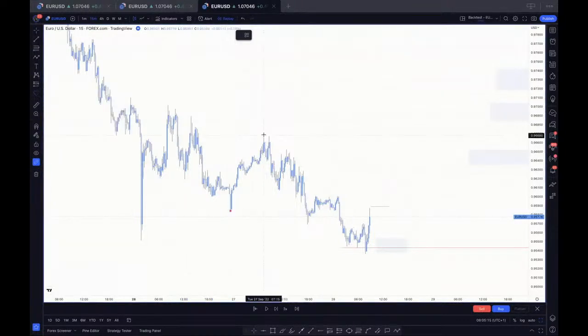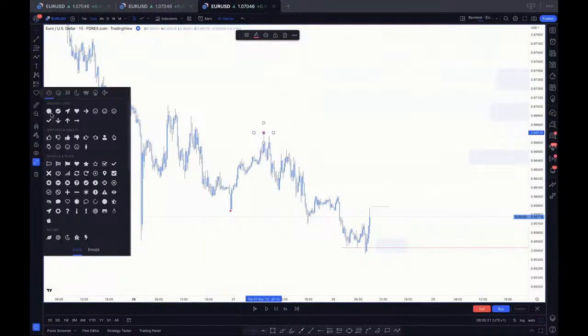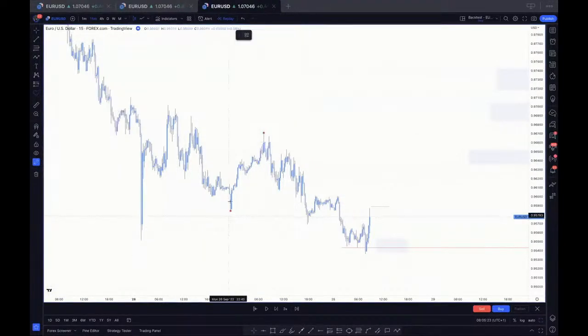And also do the same thing. This was the high on the 15 minutes. I'll also do the same thing. And then this high took out this low and then formed a new low here. So I'll also do that. So you can see the structure also on the 15 minutes.